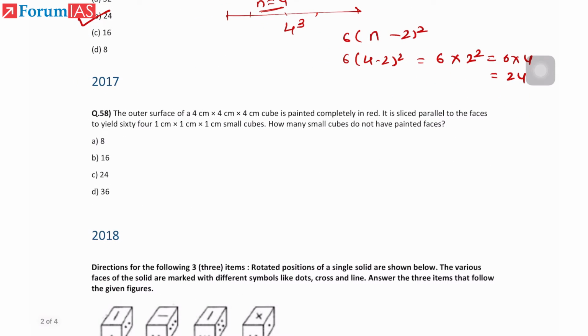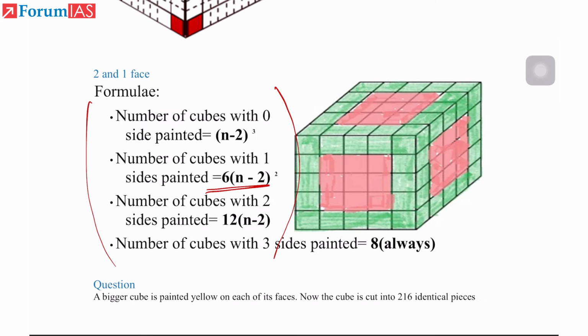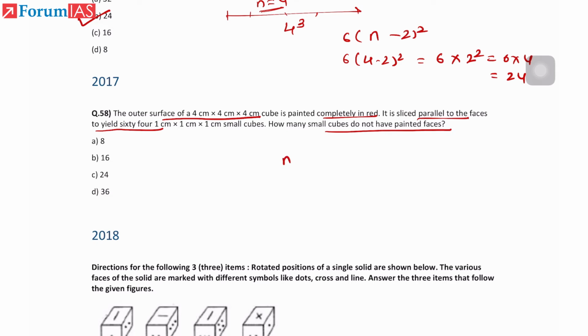Next question. The outer surface of a 4x4x4 cube is painted completely in red. It is sliced parallel to the faces to yield 64 cubes. How many small cubes do not have a painted face? Again, let's refer to the formulas. The number of cubes having 0 painted faces is (n minus 2) whole cube. Now here n is 4, so it will be (4 minus 2) whole cube, which is 2 cube, which is 8. So the answer is 8.